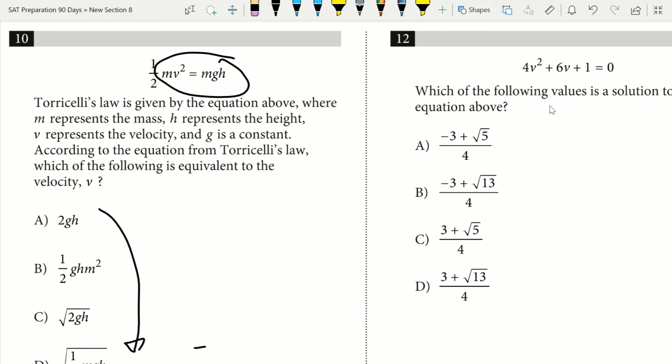If I don't see that, which I don't in this one, then what I'm going to check is my last part, my last sentence with this question mark. So I see, according to Torricelli's law, which of the following is equivalent to the velocity v.